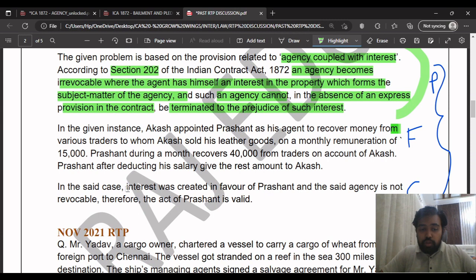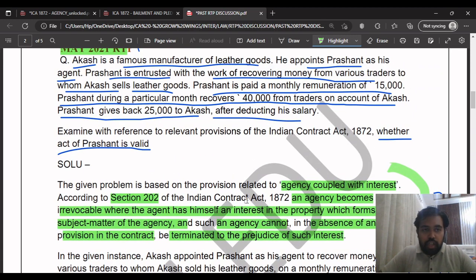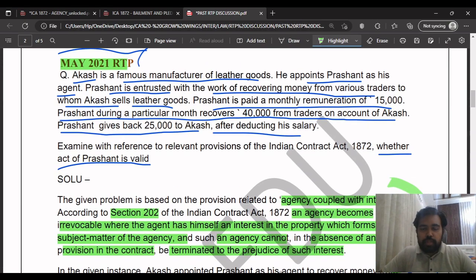Conclusion, we'll see. Conclusion is that interest was created in favor of Prashant and the said agency is not revocable. Therefore, the act of Prashant is valid. Understood? This is what you should write if this question comes in the exam.